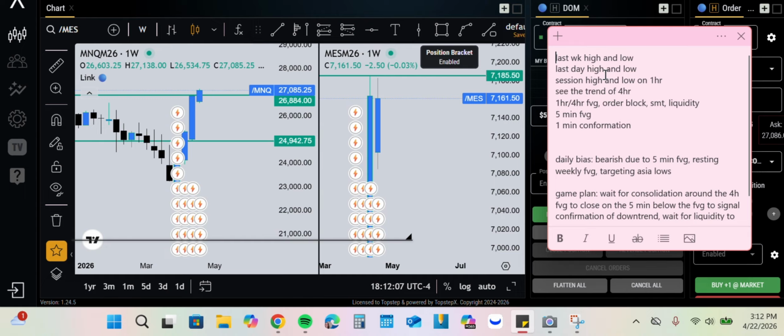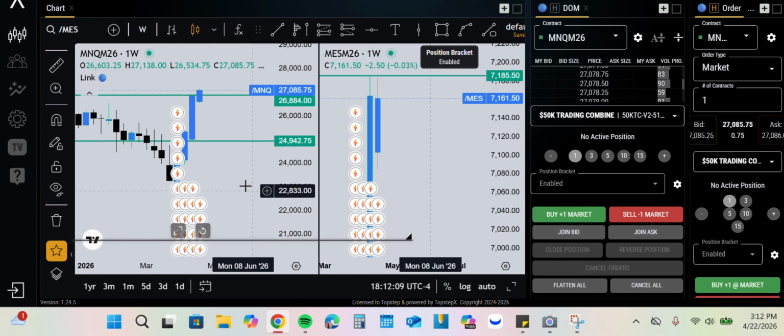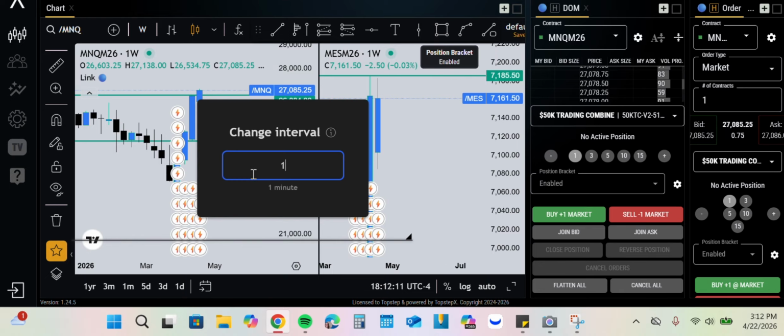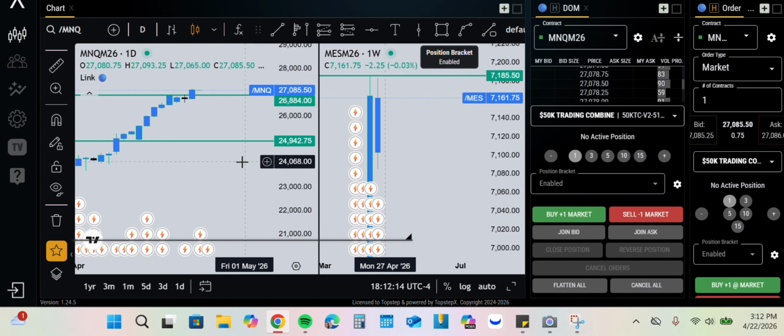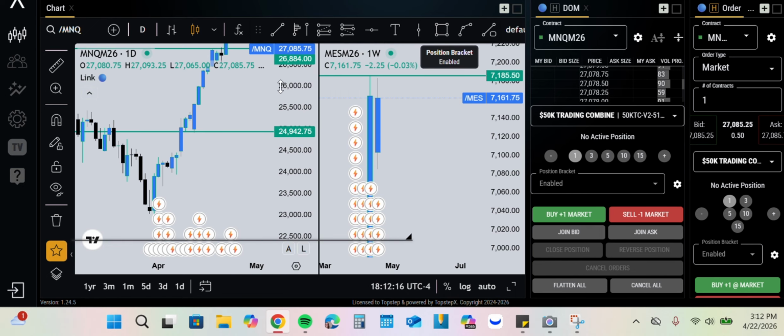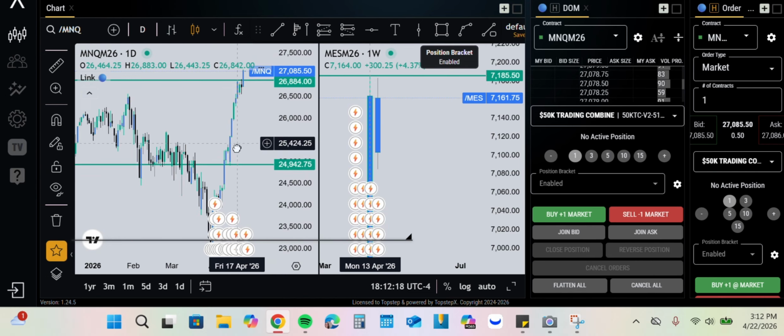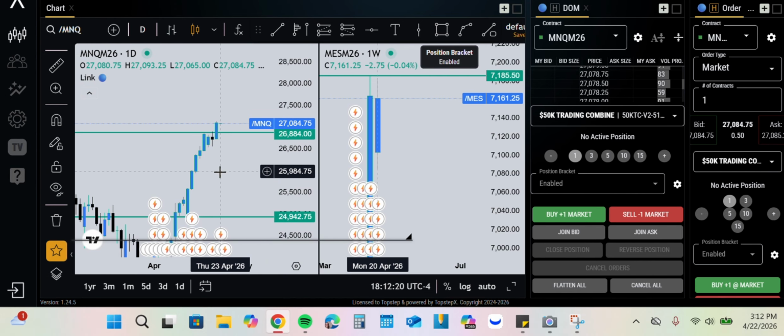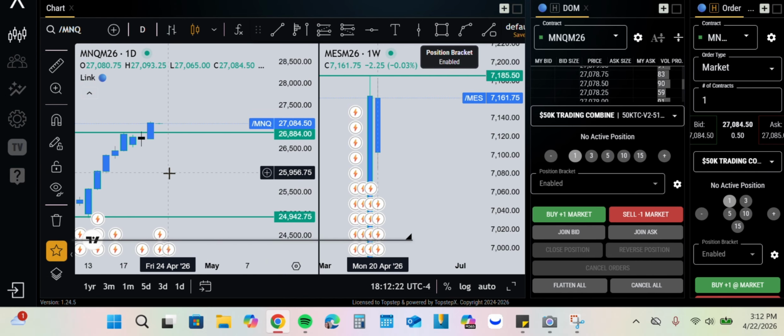Last day high and low. So I'm going to go over to MNQ, go on the day time frame, and we're going to mark out what exactly is happening here.